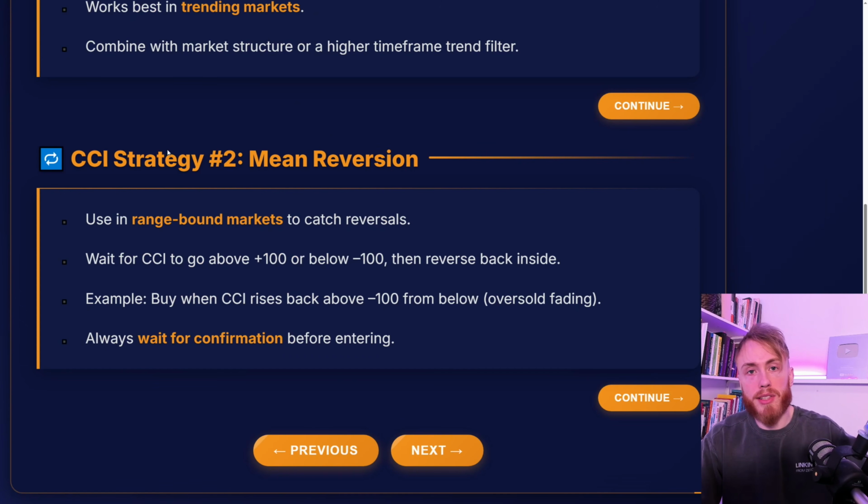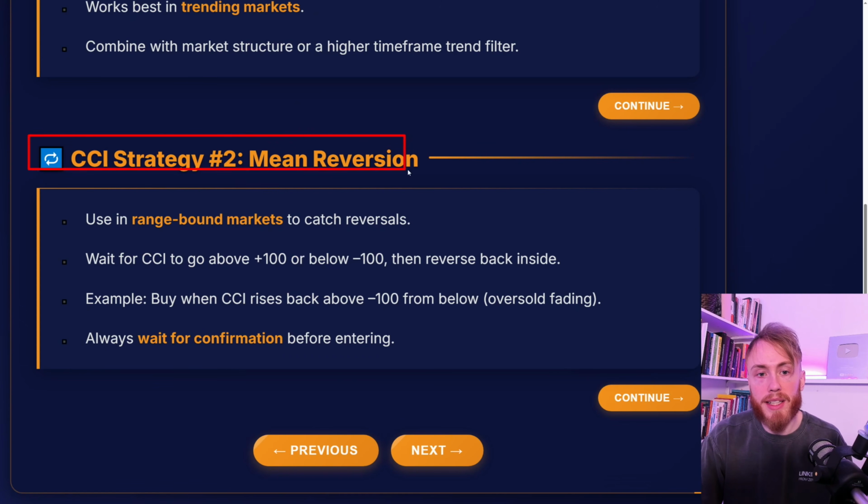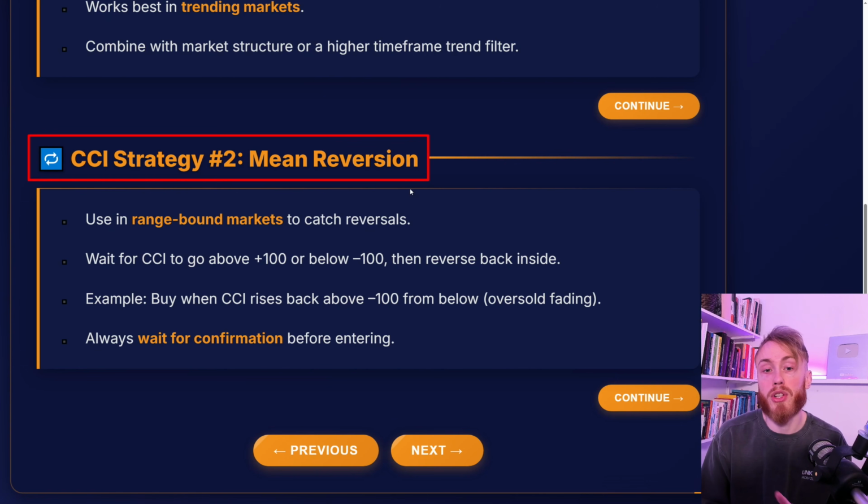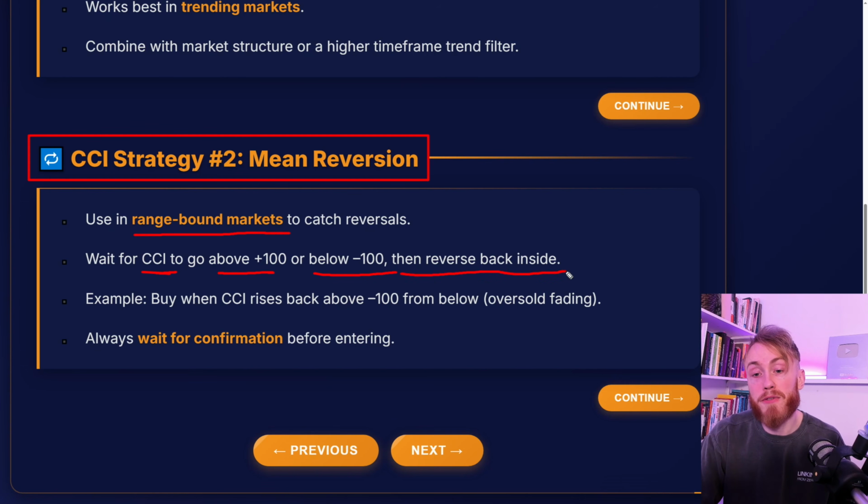The next trading strategy I want to just mention real quick here is the mean reversion trading strategy. And what we do here is that we use it in more sort of range-bound markets to catch reversals. What we can do here, we wait for the CCI to go either above 100 or below minus 100, and then we wait for it to reverse back inside.